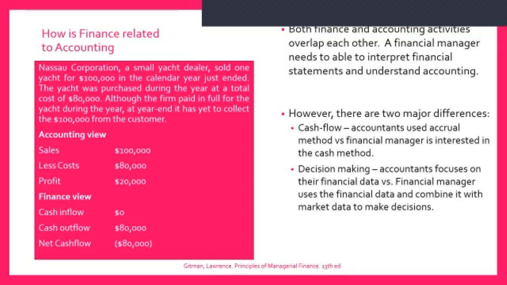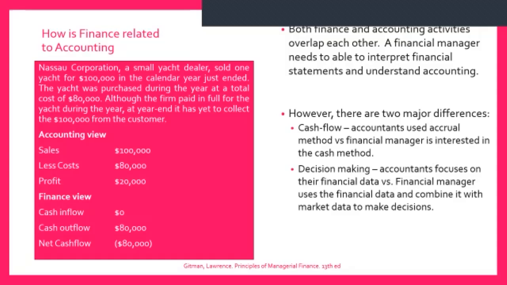Decision making is another major difference. Accountants focus on financial data, versus financial managers who use the financial data and combine it with market data to make decisions. Now let's look at this activity here, cash flow. Nassau Corporation, a small yacht dealer, sold one yacht. Right, so it's a corporation, they sold a yacht for 100,000 in the calendar year just ended. The yacht was purchased during the year at a total of 80,000. The firm paid in full for the yacht during the year.